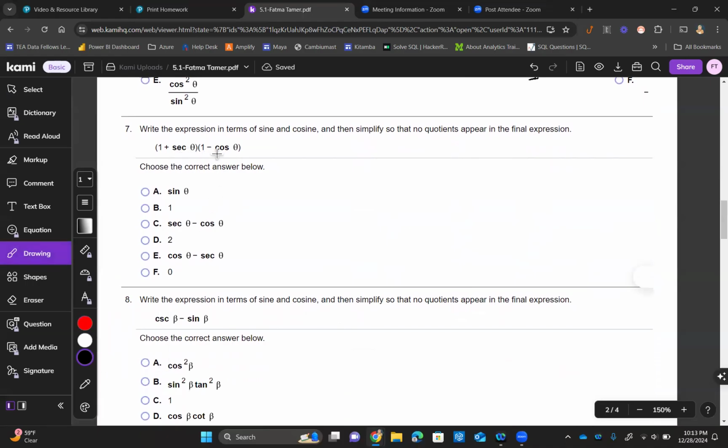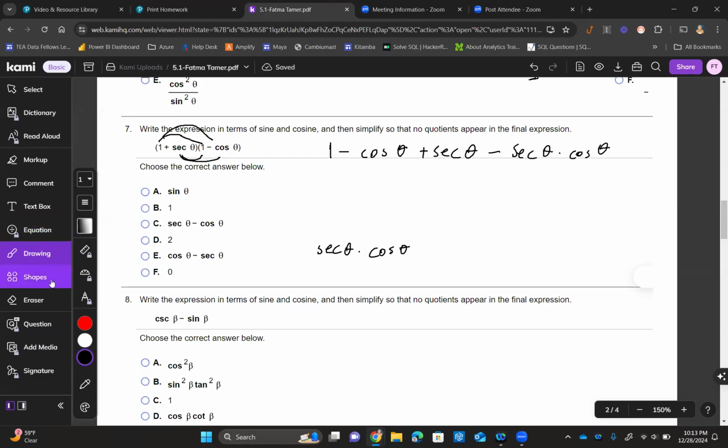Now, for the next question, we want to simplify this. I'm going to again just FOIL this, multiply everything. 1 will be multiplied by 1, which creates a 1. 1 will be multiplied by negative cosine of theta, so that's negative cosine of theta. Now I'm going to multiply secant theta by 1, which is just secant theta. And then positive times negative is negative, and I'm going to multiply secant theta by cosine of theta. So I have a secant theta times cosine theta here after I FOIL these two binomials.